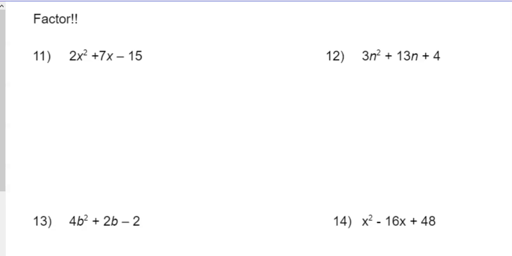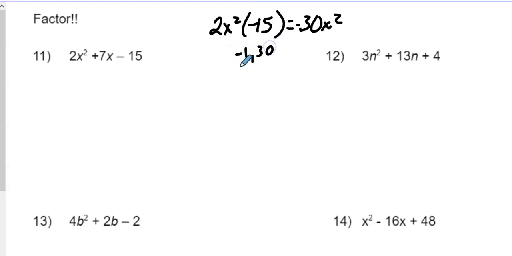Okay, so split the middle term. I got to multiply 2x squared times negative 15, so the first term times the last term. And that's going to get me negative 30x squared. Now, what are factors of negative 30 that add up to 7? Again, if it doesn't pop into your head right away, write down factors. Switch the signs too, because this one's positive 29, this one's negative 29. Not what we're looking for, but again, that's how you get the difference between a positive and a negative.